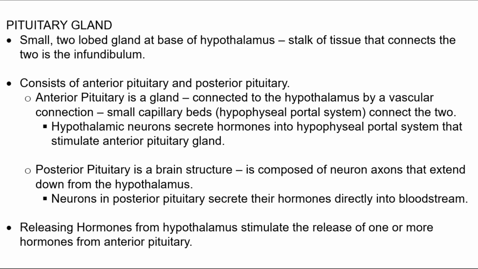Hormones produced by neuron clusters of the hypothalamus are secreted into the hypophyseal portal system capillaries, and those hormones will then influence the anterior pituitary cells. The posterior pituitary is a brain structure. It is actually an extension of neuron axons of some of the neuron clusters of the hypothalamus. Neuron axons in the posterior pituitary secrete the hormones they produce directly into the bloodstream of systemic circulation. Focusing for a moment on the anterior pituitary, we find that the releasing hormones of the hypothalamus that we examined previously will stimulate the anterior pituitary to release one or more corresponding hormones.